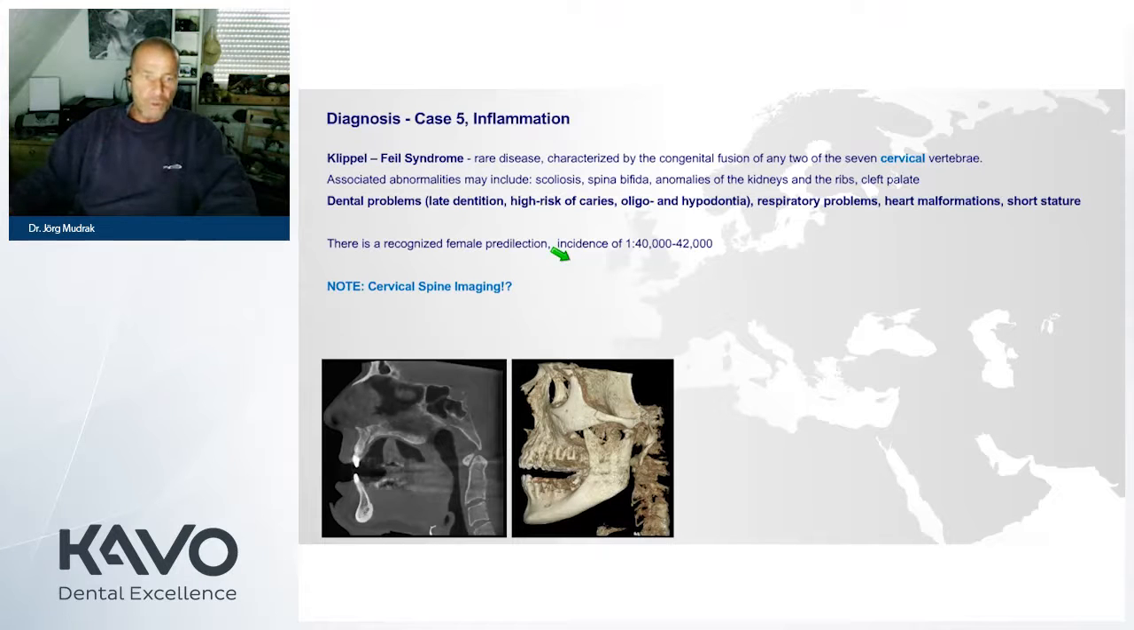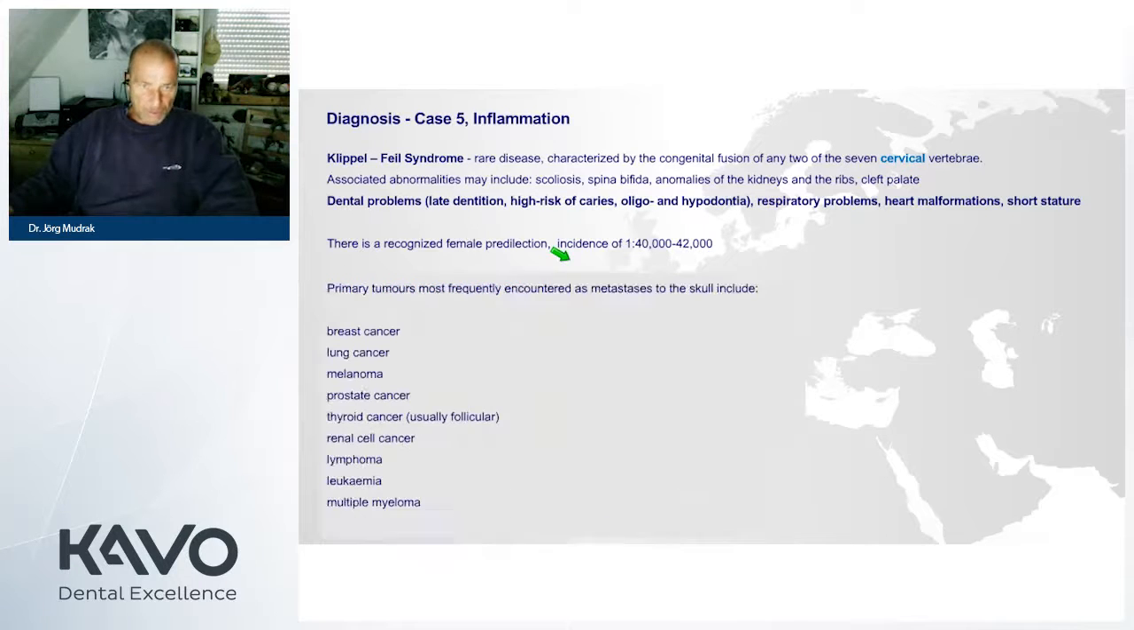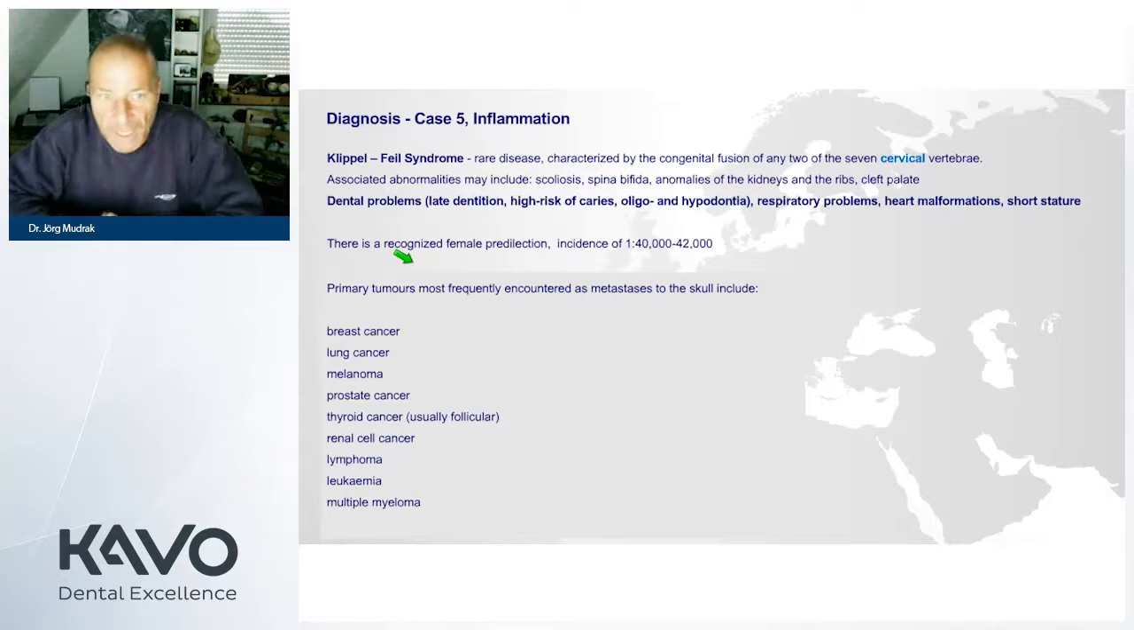That's why I wanted to show this case, because if you look at this list, you find the primary tumors most frequently encountered as metastases to the skull. You have breast cancer, lung cancer, melanoma, prostate cancer, thyroid cancer, renal cell cancer, lymphoma, leukemia, and multiple myeloma. So those primary tumors do have metastasis in the skull or in the jaws.